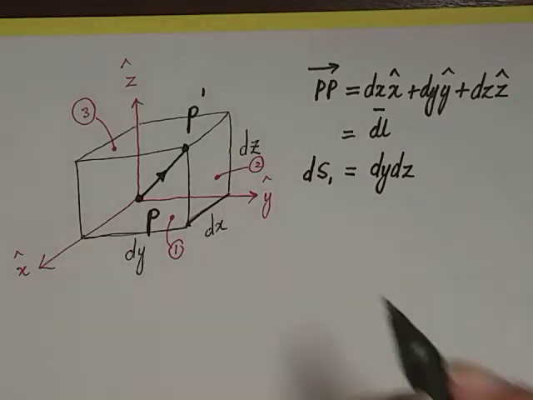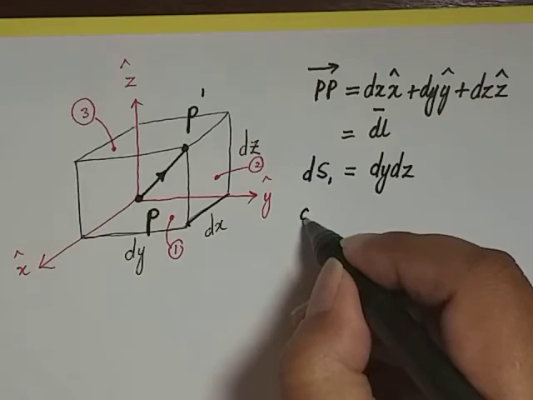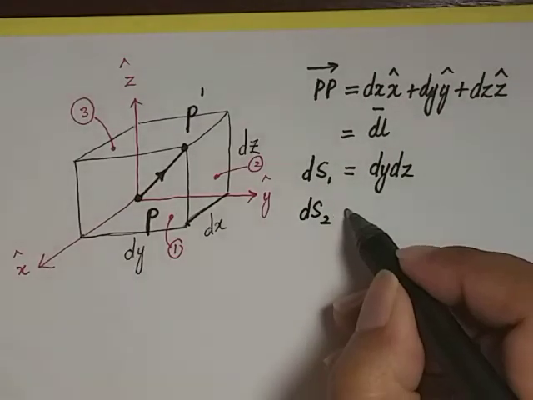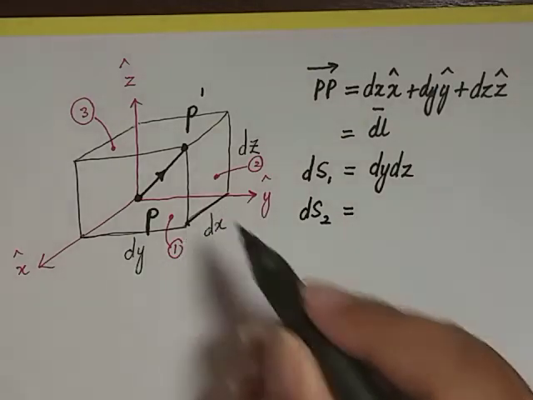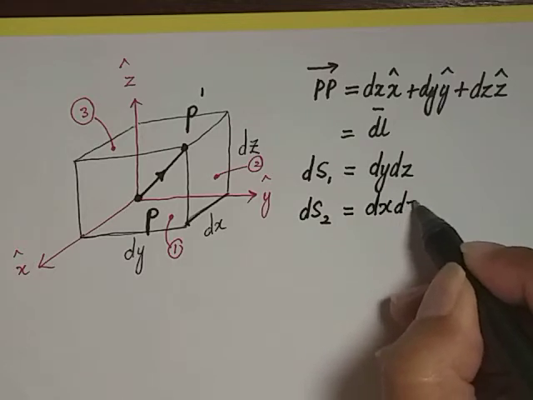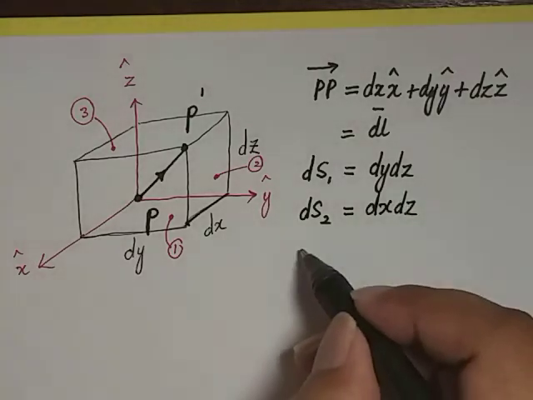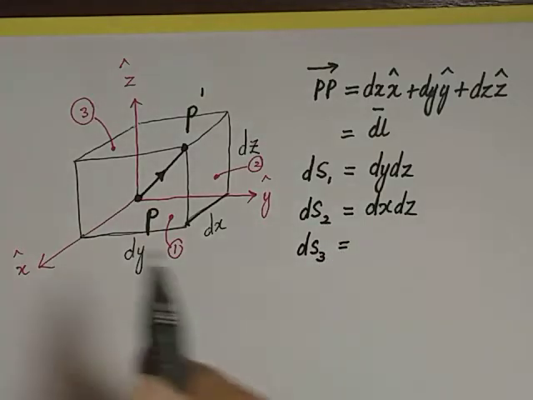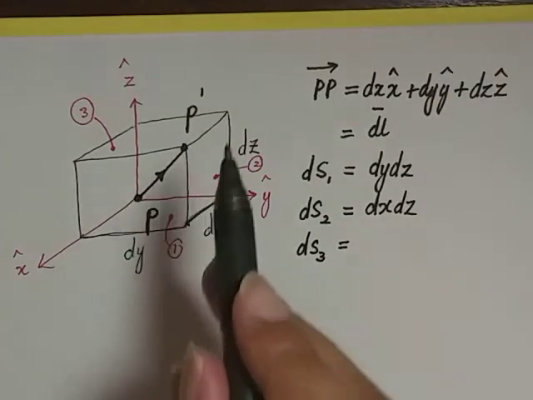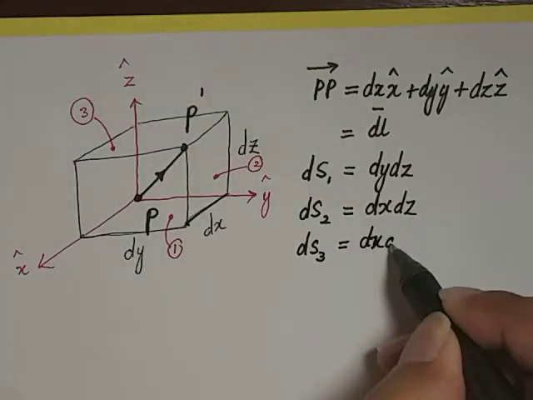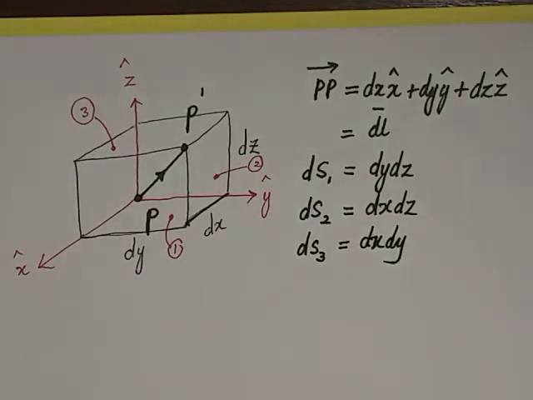Okay, similarly, if we define the small area of number 2, we can define it to be dx multiplied with dz. And finally, we have the third surface ds3 going to be dy multiplied with dx, or dx multiplied by dy. Okay, so that should be the scalar.